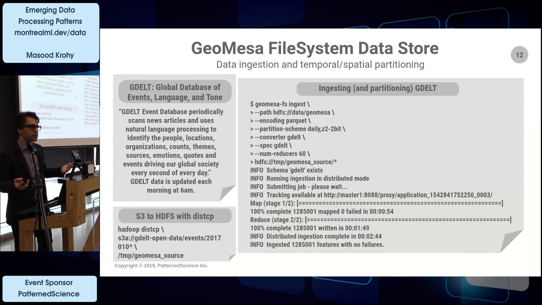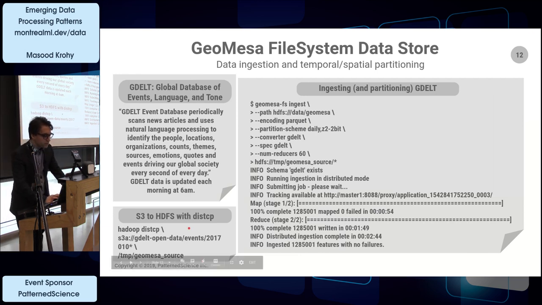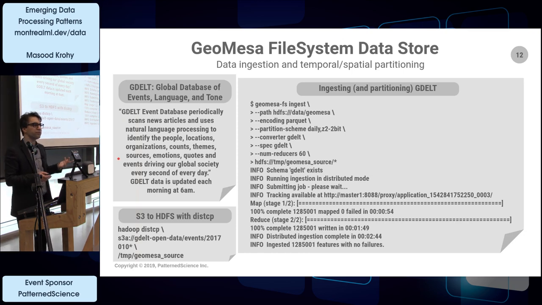We were already running an HDFS cluster, so it was natural for us to connect this. The data set we are choosing as a demo is called GDELT. It's a global database of events, language, and tone. It's a data set with a description on the top left. It's basically events happening over the web everywhere, and there's a GPS point connected to each event. It could be a newspaper article, or anything, basically anywhere around the world. They collect this and update this data set, and we're just using it as a demo here.